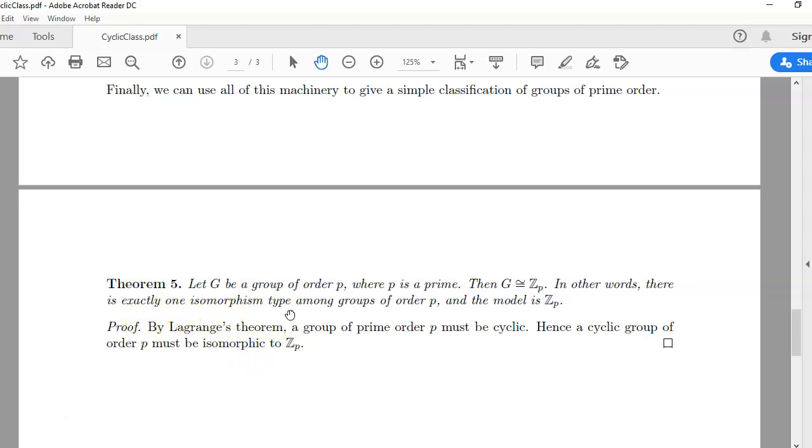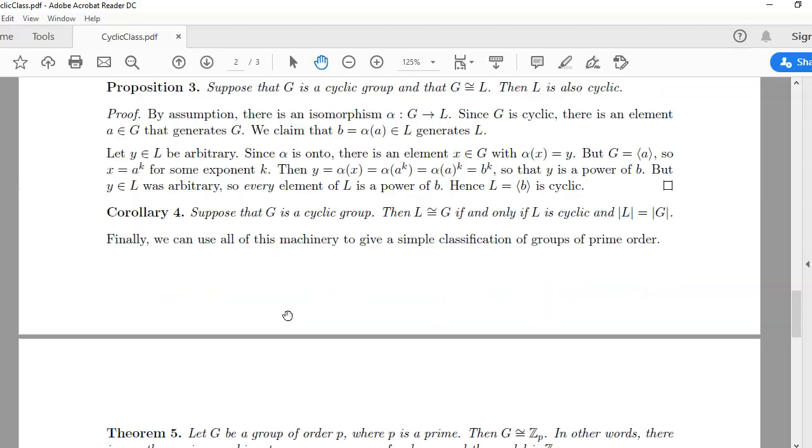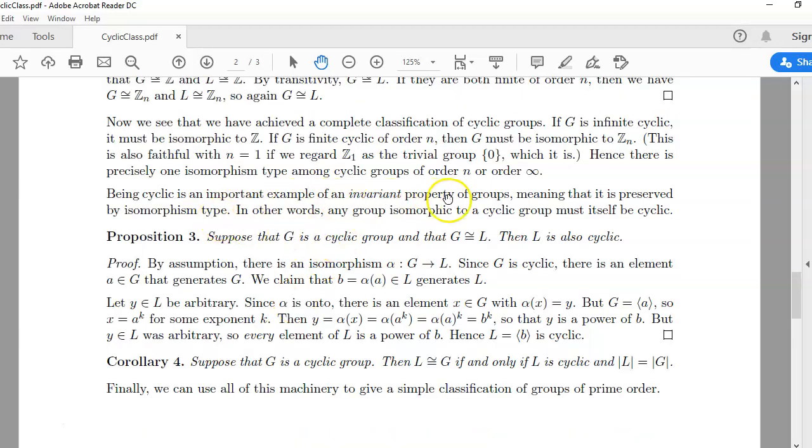So we're going to look at some more classification problems coming up, and then we're going to come back to this idea of looking at invariant properties and see what we can use those for to prove good theorems. But that's coming up.